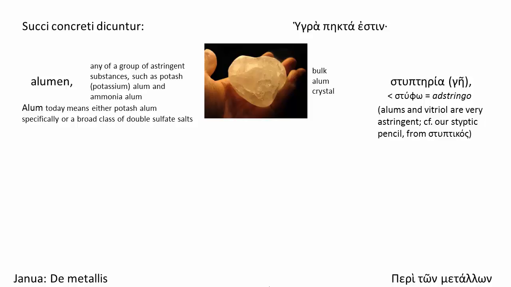Alumen, stupteria, and alumen and stupteria is any of a group of astringent substances such as potash alum and ammonia alum. The word stupteria comes from stupo, meaning ad stringo, to pull or draw together. Alums and vitriol are very astringent. See, for example, our styptic pencil used to draw together a wound, from stuptikos. Alum today means either potash alum specifically or a broad class of double sulfide salts.